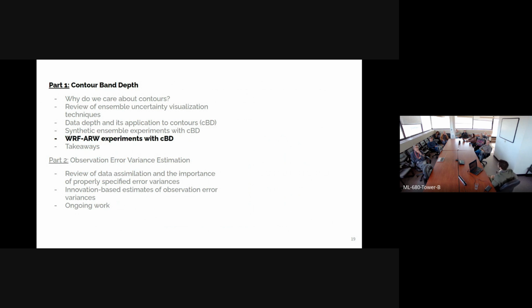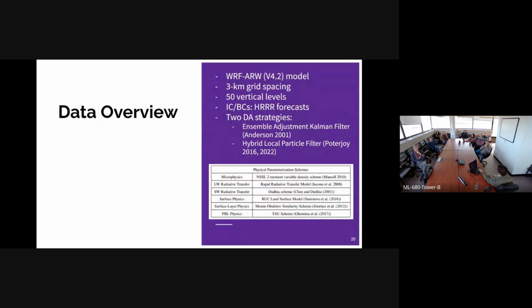So now, with that caveat for how the method works in mind, we're going to take some time to look at experiments from some prior work of someone else in John Potterjoy's group, picking apart ensemble analyses and forecasts for a convection allowing application. It's just a quick overview of the experiments that we're going to be working with.